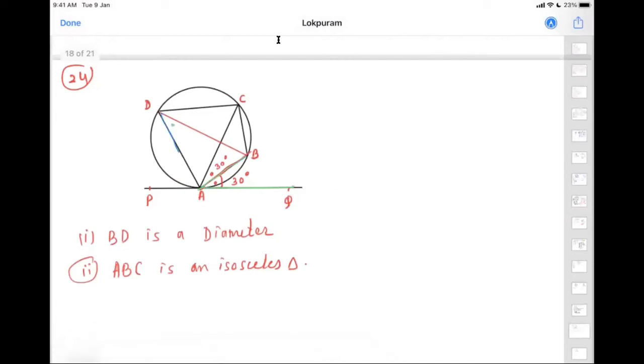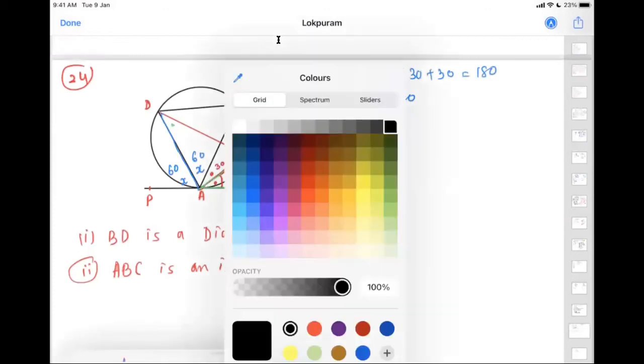This AD is also a bisector. So these two angles we can keep as x and x. So I can write x plus 30 plus 30 is equal to 180, angles in a straight line. 2x is equal to 120, x is equal to 60. So this is 60, this is also 60. We have to prove BD is a diameter. So if you take a triangle, which triangle?